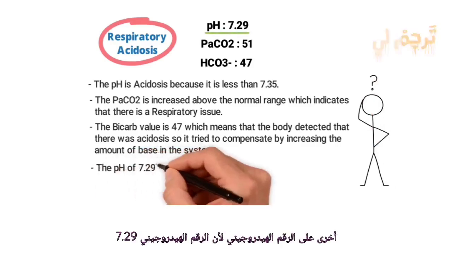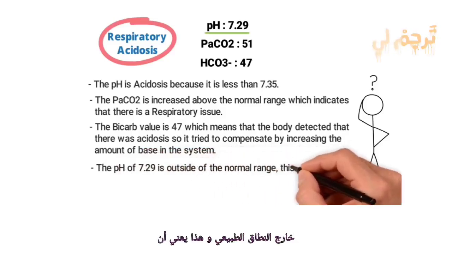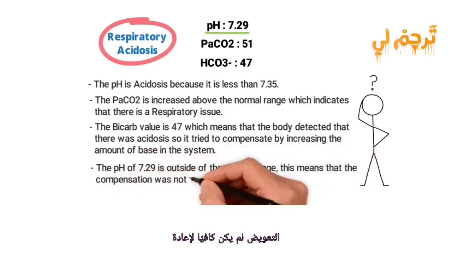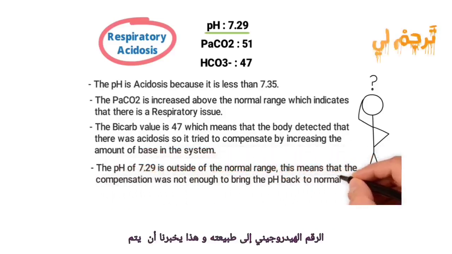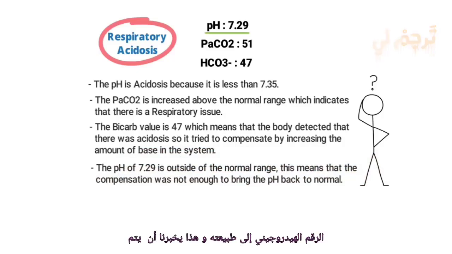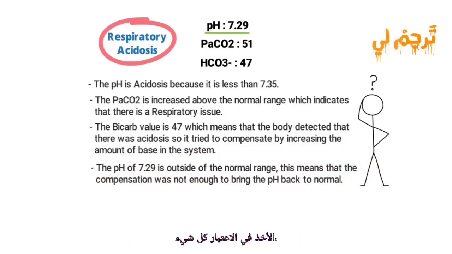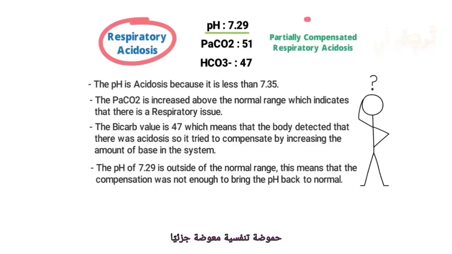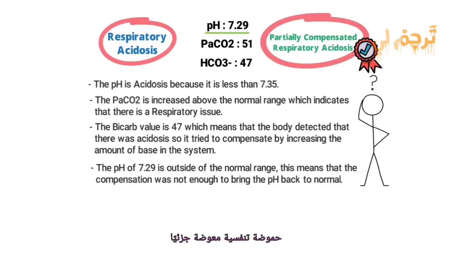Since the pH of 7.29 is outside the normal range, this means that the compensation was not enough to bring the pH back to normal. That tells us that it is only partially compensated. So taking everything into consideration, this ABG can be interpreted as partially compensated respiratory acidosis.